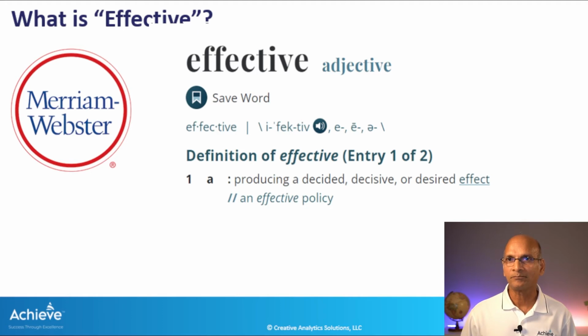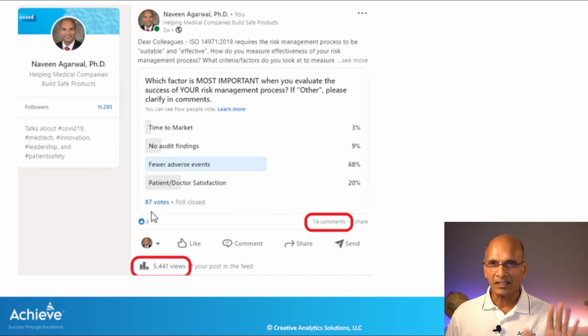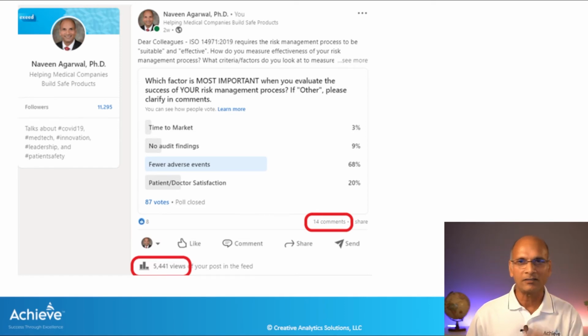Keep them in mind. So here's the LinkedIn poll I did. I asked the same question to my network: time to market, no audit findings, fewer adverse events, patient-doctor satisfaction. 87 responses, not a scientific poll by any means. But most people responded, 68%, fewer adverse events. Some people said 9% no audit findings. Some people said time to market, and patient-doctor satisfaction, 20%.